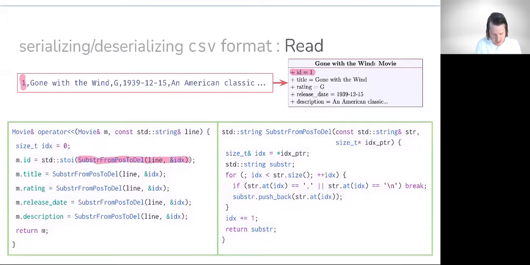We walked through this in the last video, but it essentially would allow us to jump from one field to the next. And again, when we call this substring from position to delimiter, we're assuming that we're already in the field and we're just reading up to the next delimiter, extracting that sequence of characters and throwing it into the corresponding field in our in-memory representation. And we just continued this process for each of these. And eventually at the end of this function here, we had created a movie object.